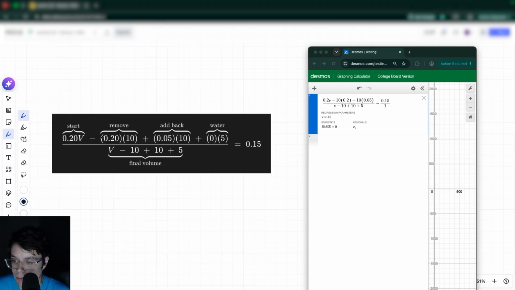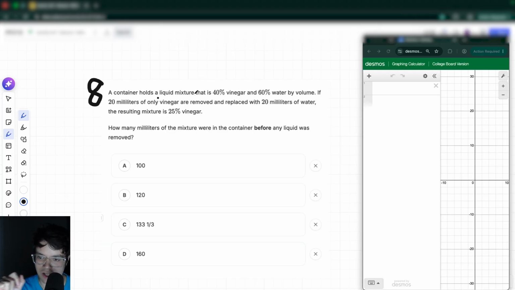This is something I had Claude make. This is the full description of everything that I'm adding here. It does have the water on top, but it just has 0 to it, so it would cancel out and just be nothing for that, but that's why there's that there. Okay, let's look at this one now. A container holds a liquid mixture that has 40% vinegar, 60% water. 20 milliliters are removed and replaced with 20 milliliters of water, and the resulting mixture is 25% vinegar.